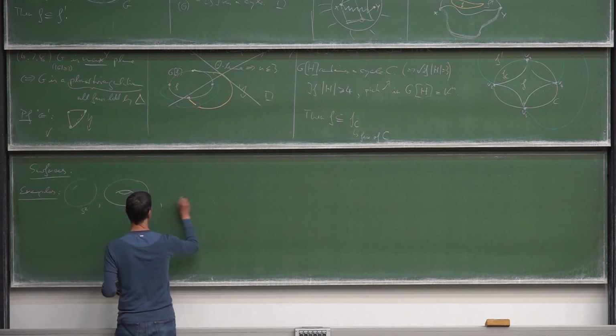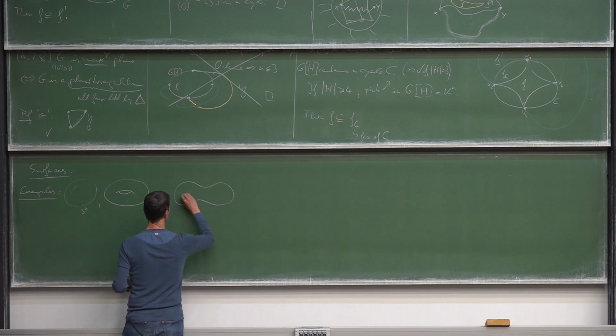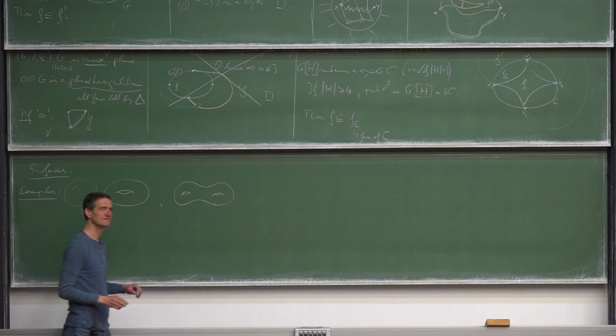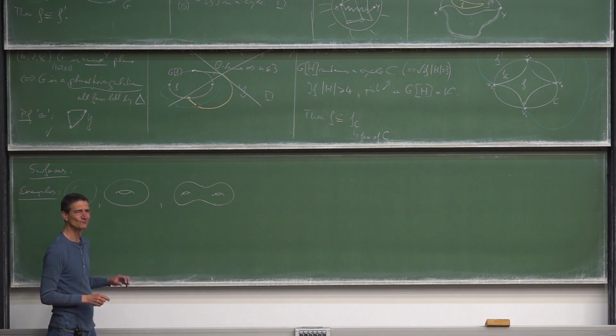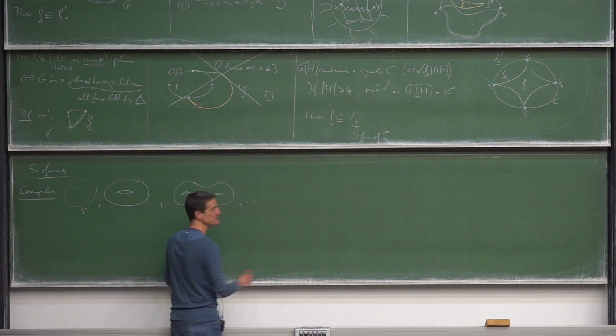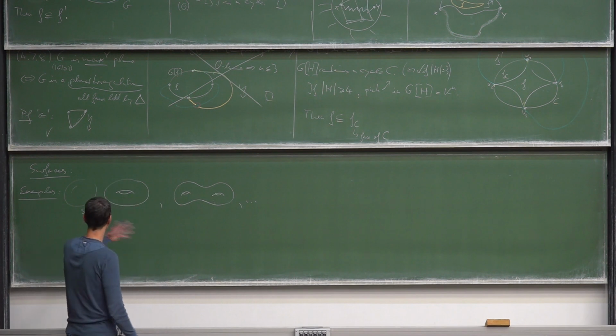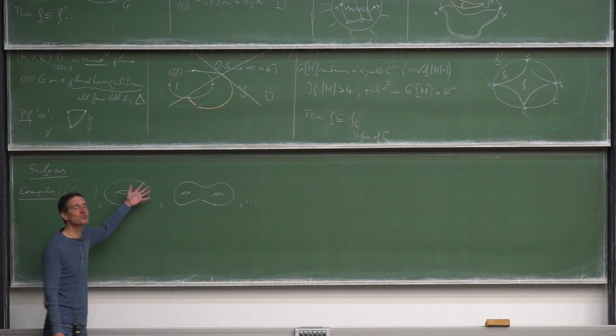So then we can have a double torus that looks a bit like this. Right, can you see that? Yeah. You can have a triple torus and so on. So you have lots of examples of what we want to call surfaces.